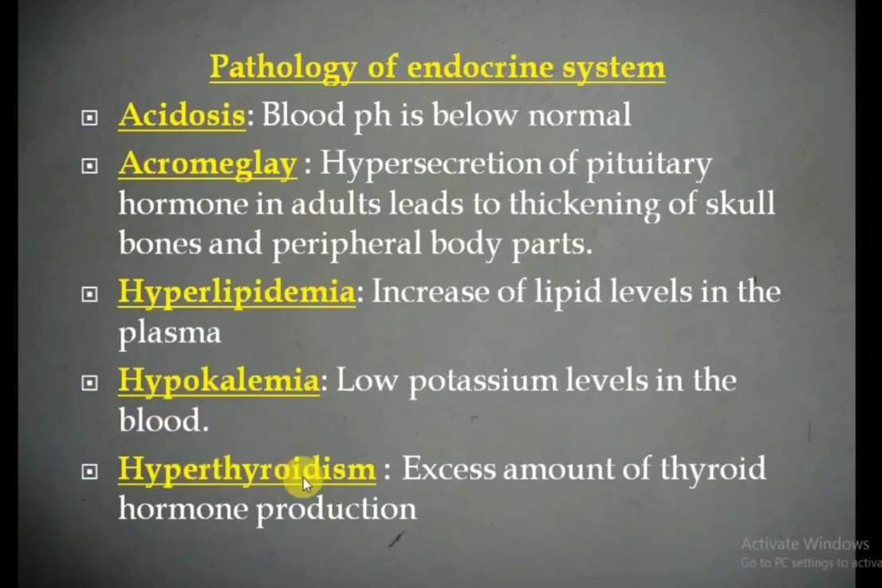Next is hyperthyroidism. What is hyperthyroidism? Hyper means high. Whenever there is an excess amount of thyroid hormone production in the bloodstream, it leads to a condition called hyperthyroidism. These conditions we'll be getting in our day-to-day life as a medical coder. We have so many conditions like this which you can see in live production. So this is all about the endocrine system.